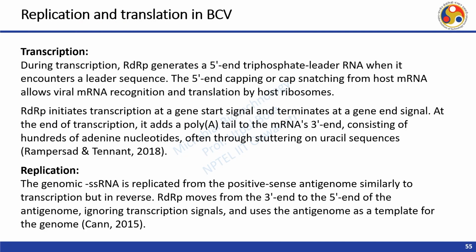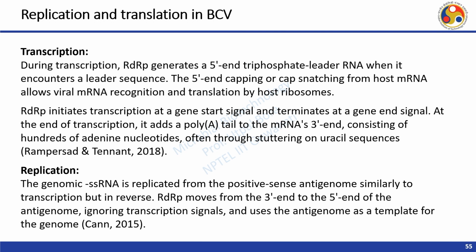How does the replication and translation happen in Baltimore class 5 type of viruses? During transcription, RDRP or RNA dependent RNA polymerase generates a 5' end triphosphate leader RNA. When it encounters a leader sequence, the 5' end capping or cap snatching from host mRNA allows viral mRNA recognition and translation by host ribosomes.